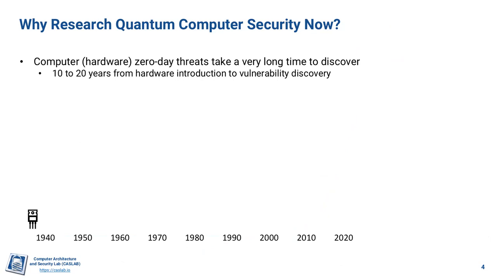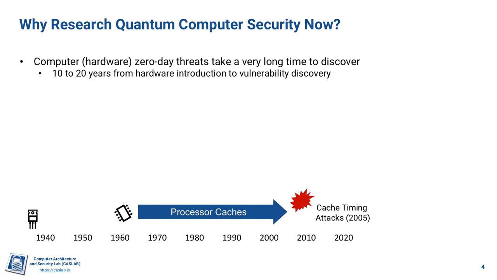So maybe another question as a means of introduction: why research quantum computer security right now? Like I just mentioned, the quantum computers are still being developed, so maybe it's too early. But if we look at examples from classical computer security, for hardware-related vulnerabilities it seems to take on the order of 10 to 20 years for people to actually find them. Transistors were introduced in the 1940s. Then, for example, in maybe the 1960s, and these dates are somewhat approximate, early IBM machines had processor caches. But cache timing attacks weren't really found until 2005. So there were many years, maybe even decades, when you had processor caches, but people weren't thinking about cache timing attacks or didn't know about them.